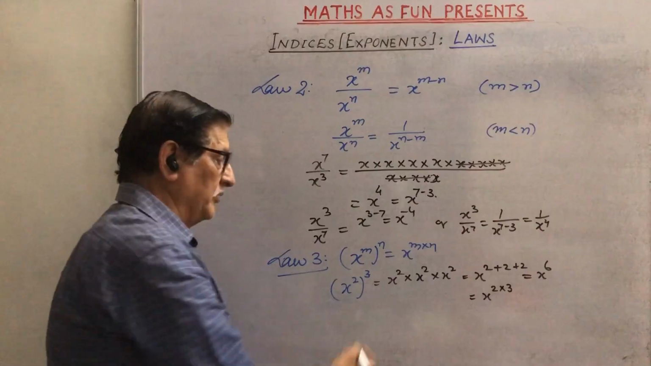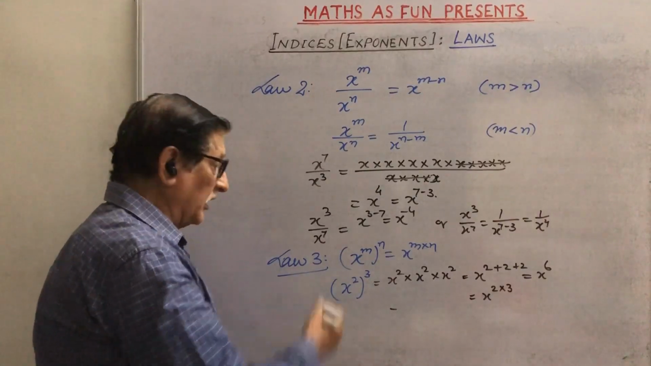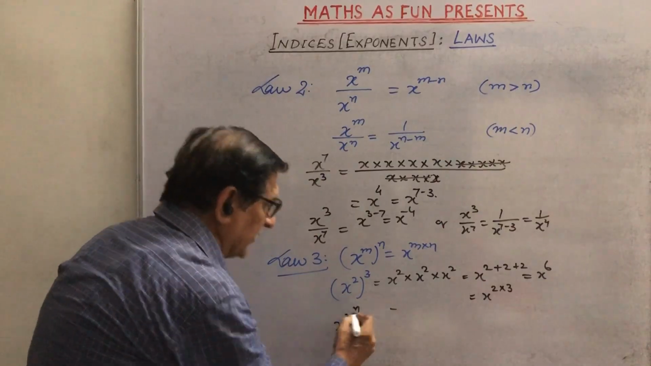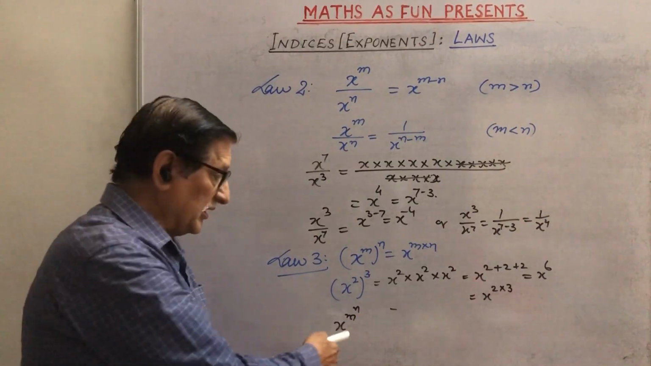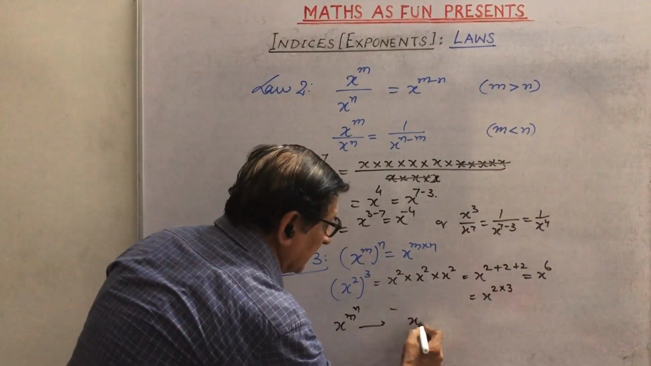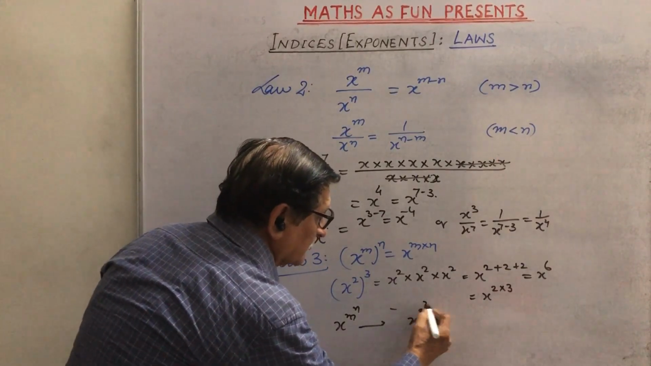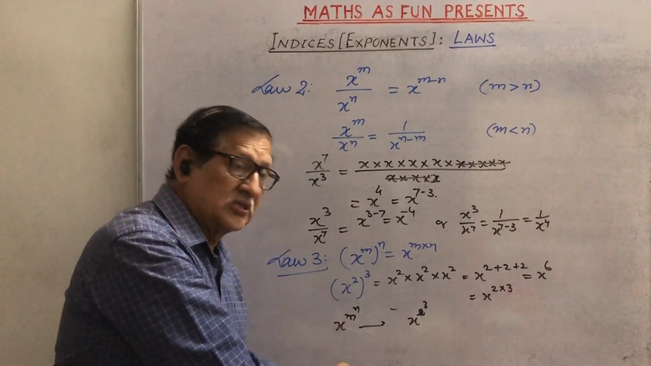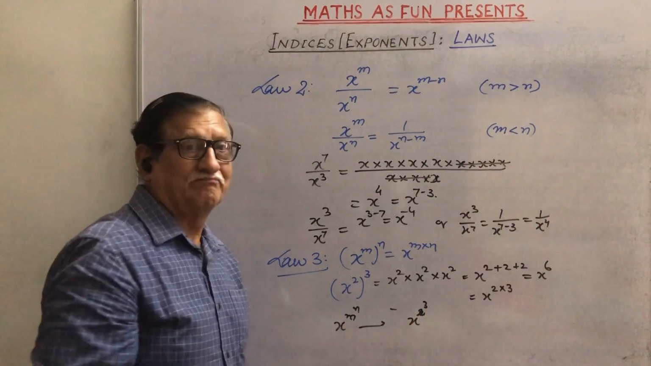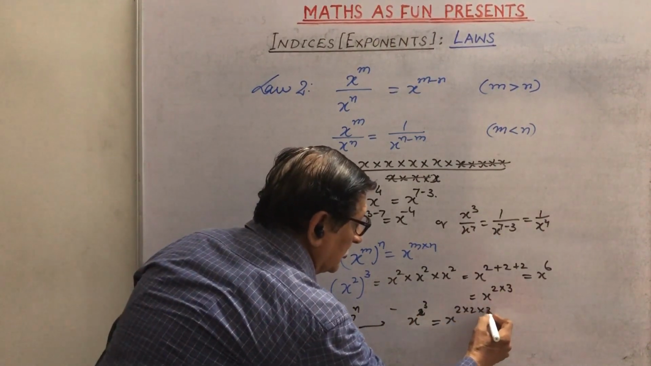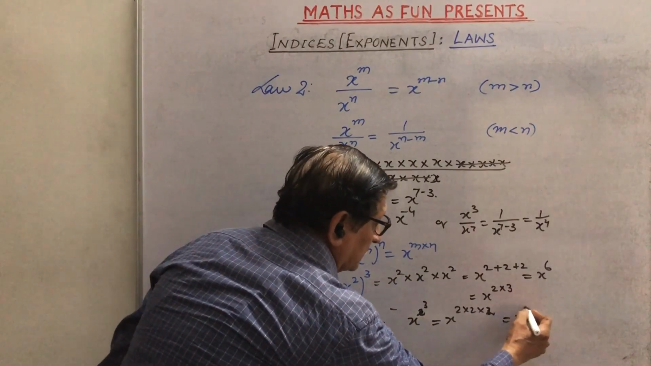But please remember that in case it is x power m power n without brackets, the meaning changes here. To understand this, we can see, suppose it is x square to the power 3. Then the meaning of this is that index is 2 cube. And that becomes x to the power 2 into 2 into 2, which is equal to x to the power 8.